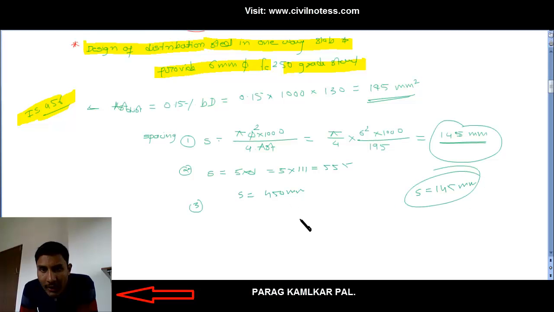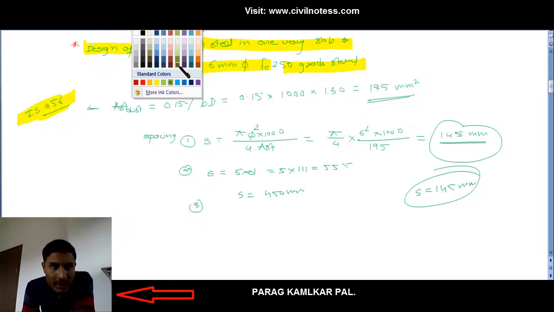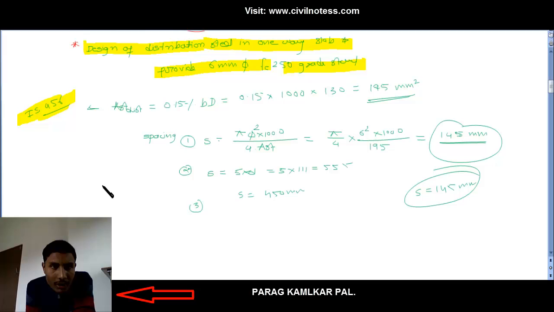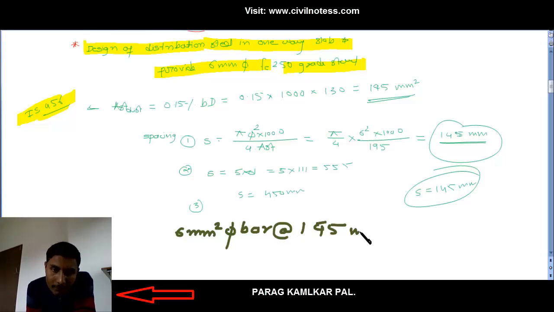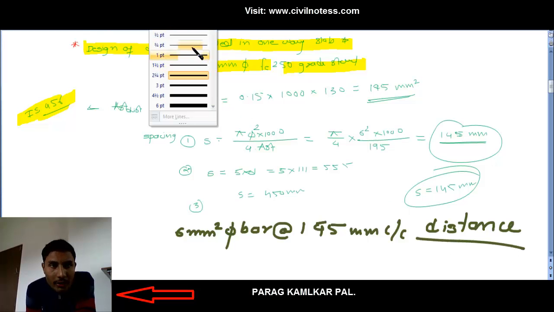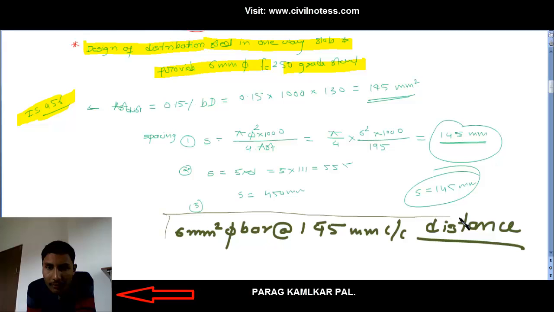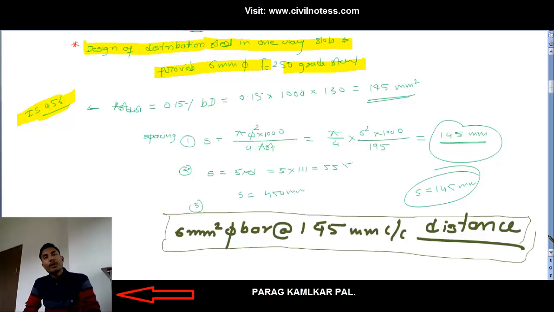So our sentence, changed somewhat, is: we are providing a 6 mm diameter bar at the rate of 145 mm center to center distance. This is exactly what we want for the distribution steel. Now we have got the steel for the main reinforcement, and we have got the distribution steel also.